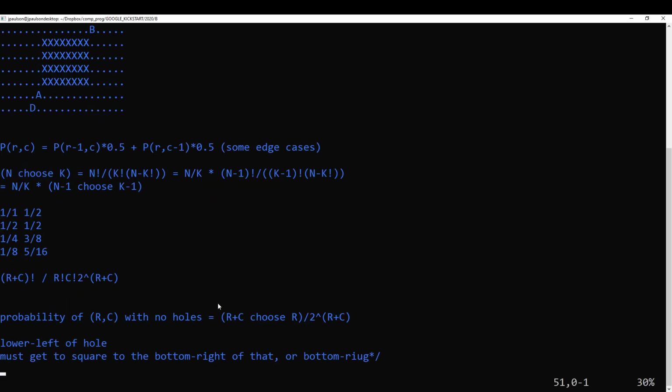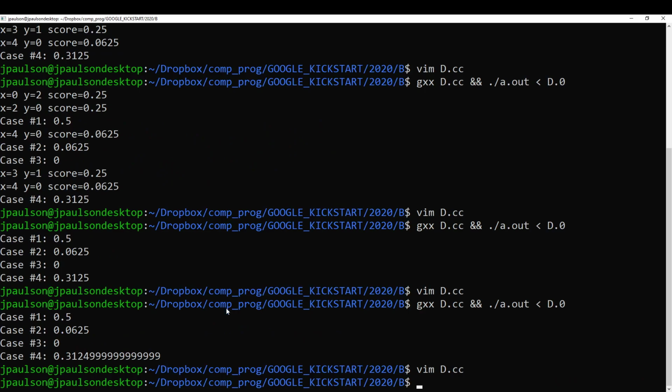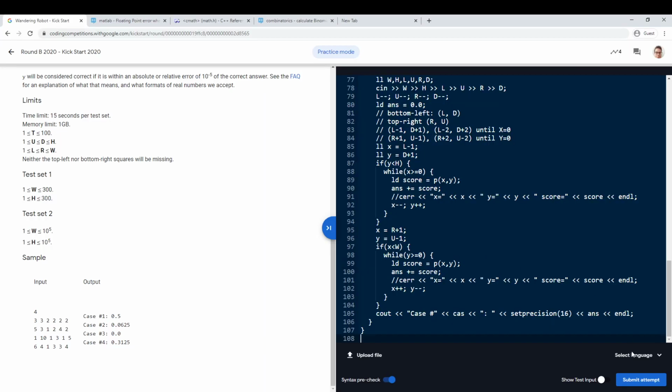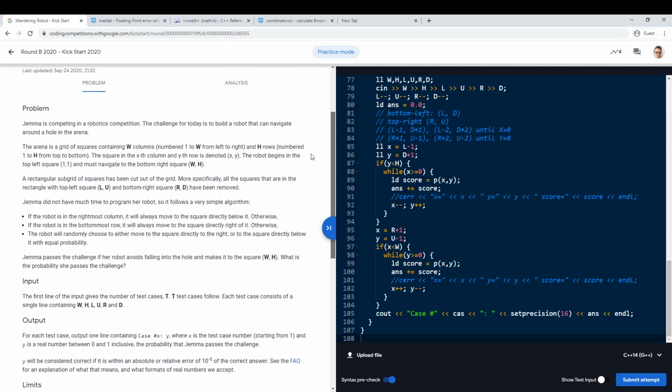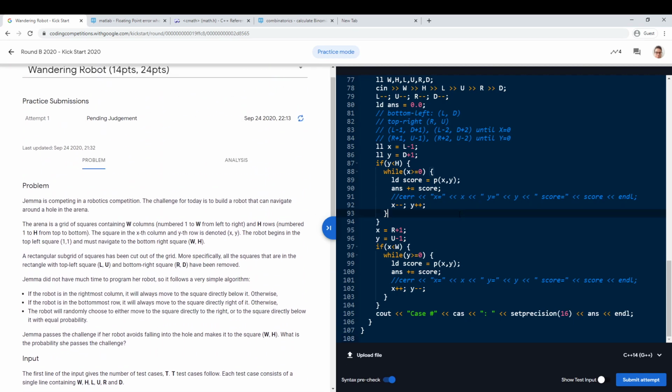Shut off all this strange doodling. I'm not sure if this is going to pass. I'm worried about floating point error. A little worried about correctness, too. Apparently it does pass.